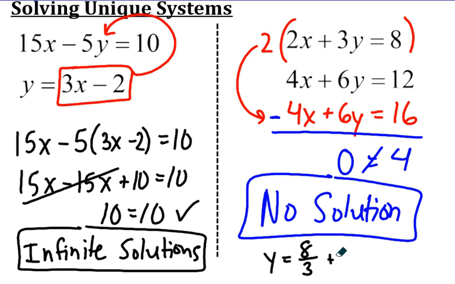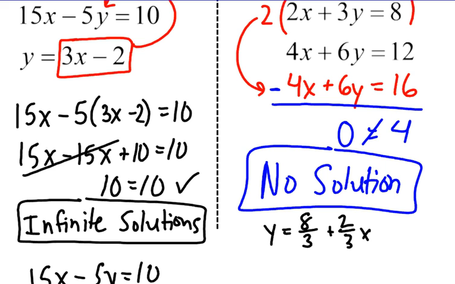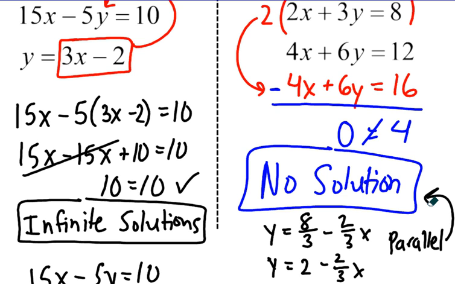plus 2 thirds x. The bottom equation, if you solve for y, you're going to get y equals 2 plus, oh, this would have been a negative 2 thirds, minus 2 thirds x. If you solve both equations for y, you'll realize that they are parallel, which means that they are never crossing, which is why there's no solution. That's the two special cases.